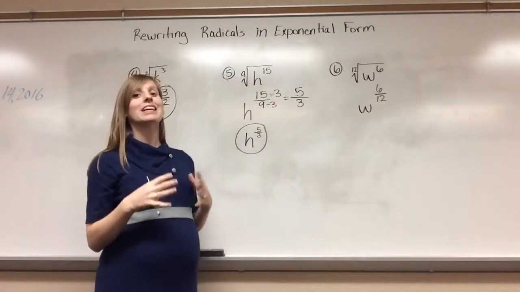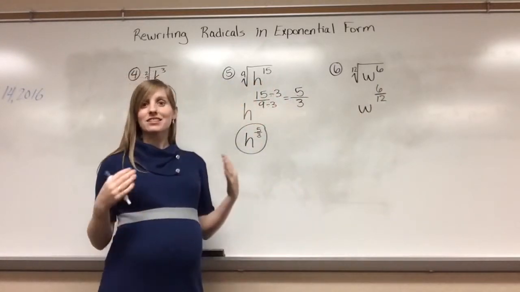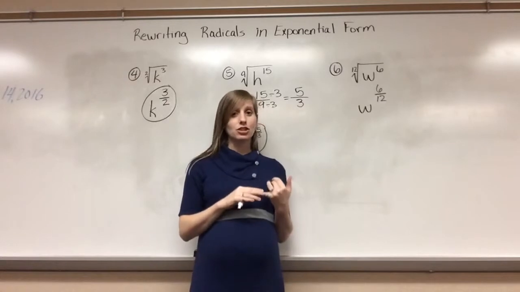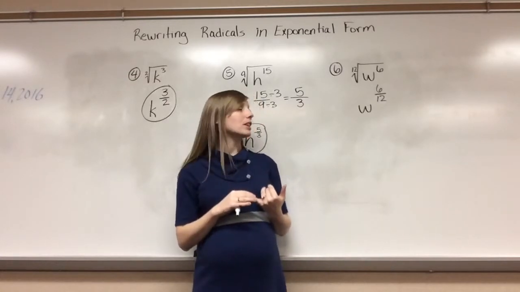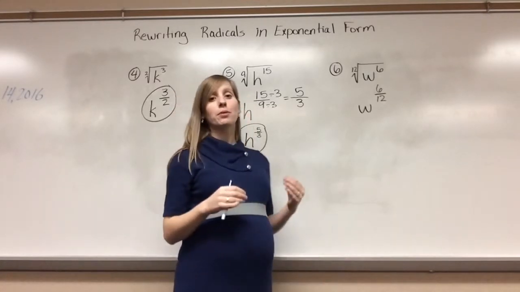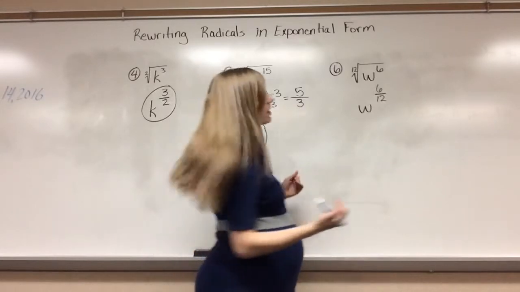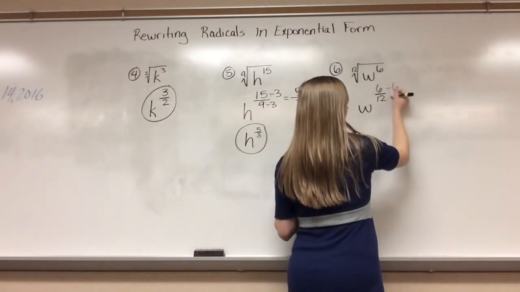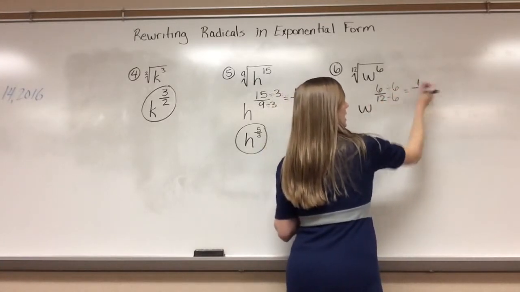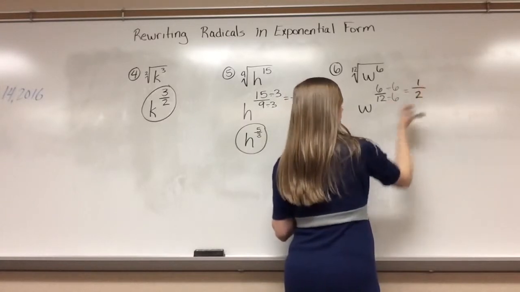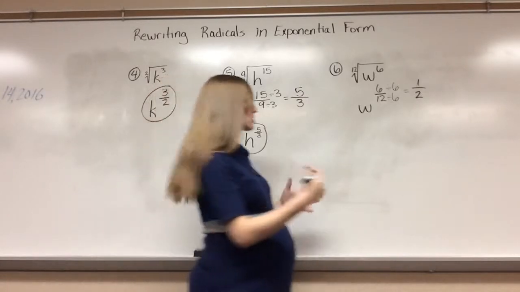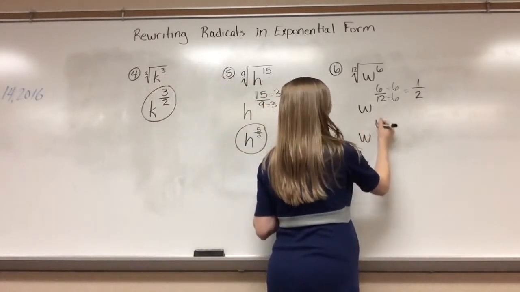From there we have to determine, can we simplify? The answer is yes. 6 and 12 do have a common divisor. Now you can start out with something simple like 2 because they're both even, or you could start out with 3 because they're both divisible by 3, but there is a larger number. 6 and 12 are both divisible by 6, so that's what I'm going to go with. I'm going to divide the top and bottom by 6. So 6 divided by 6 is 1, and 12 divided by 6 is 2. So my exponent is 1/2, and I can't simplify that any further. So my answer is w to the 1/2 power.